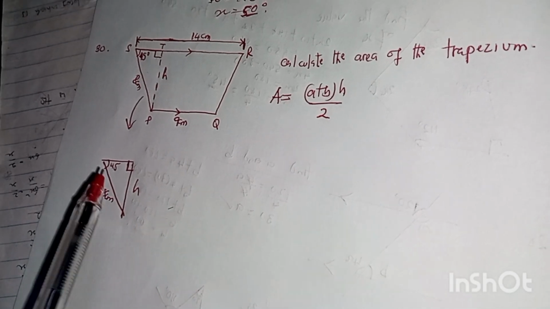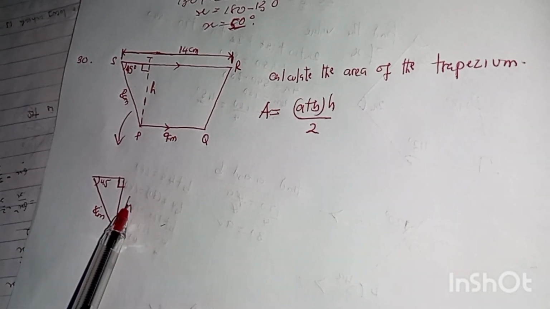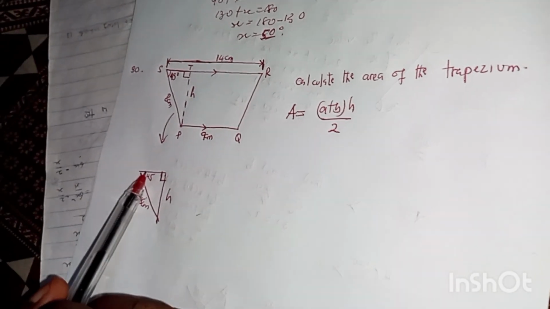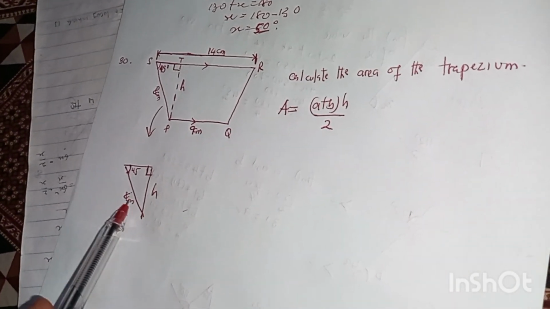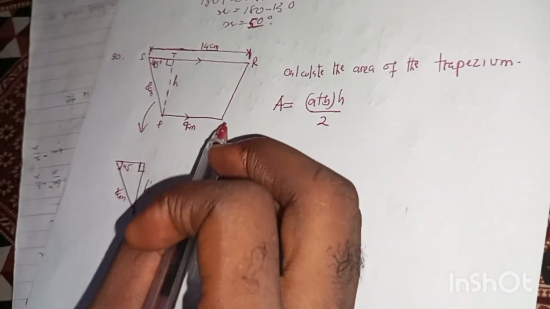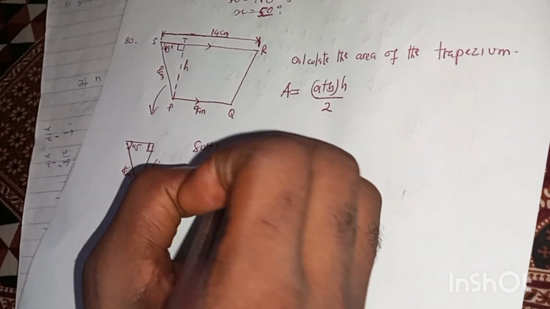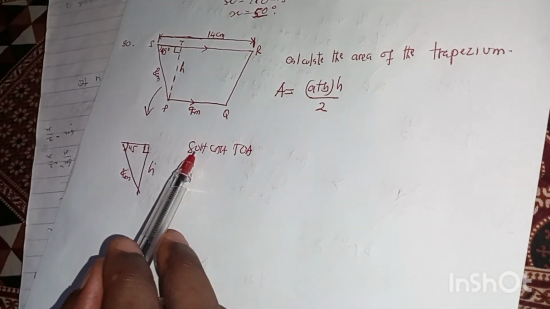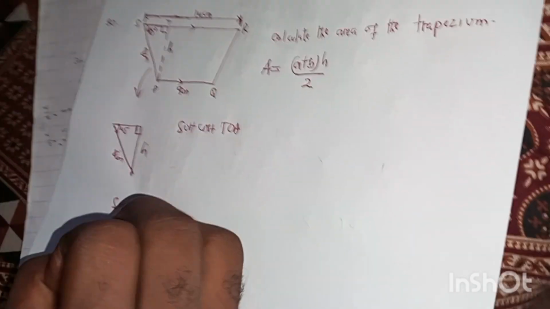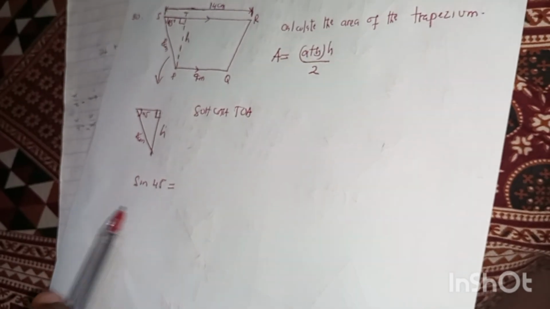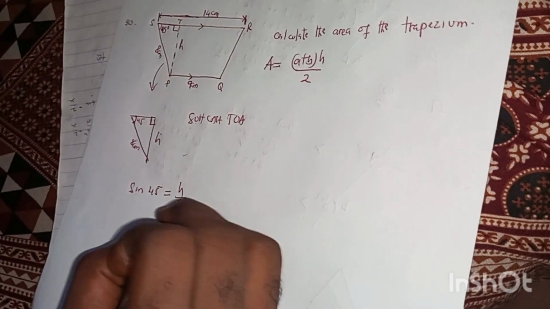Using SOHCAHTOA. What are we given? This is the hypotenuse, and then we are looking for the opposite. How do we know it's opposite? Whatever this angle faces makes it the opposite. So that means we have hypotenuse and we have opposite. That's going to be sine. SOHCAHTOA. So it's sine that has opposite and hypotenuse. So that's going to be what? Sine 45 equals opposite. Opposite is h all over hypotenuse is 8.